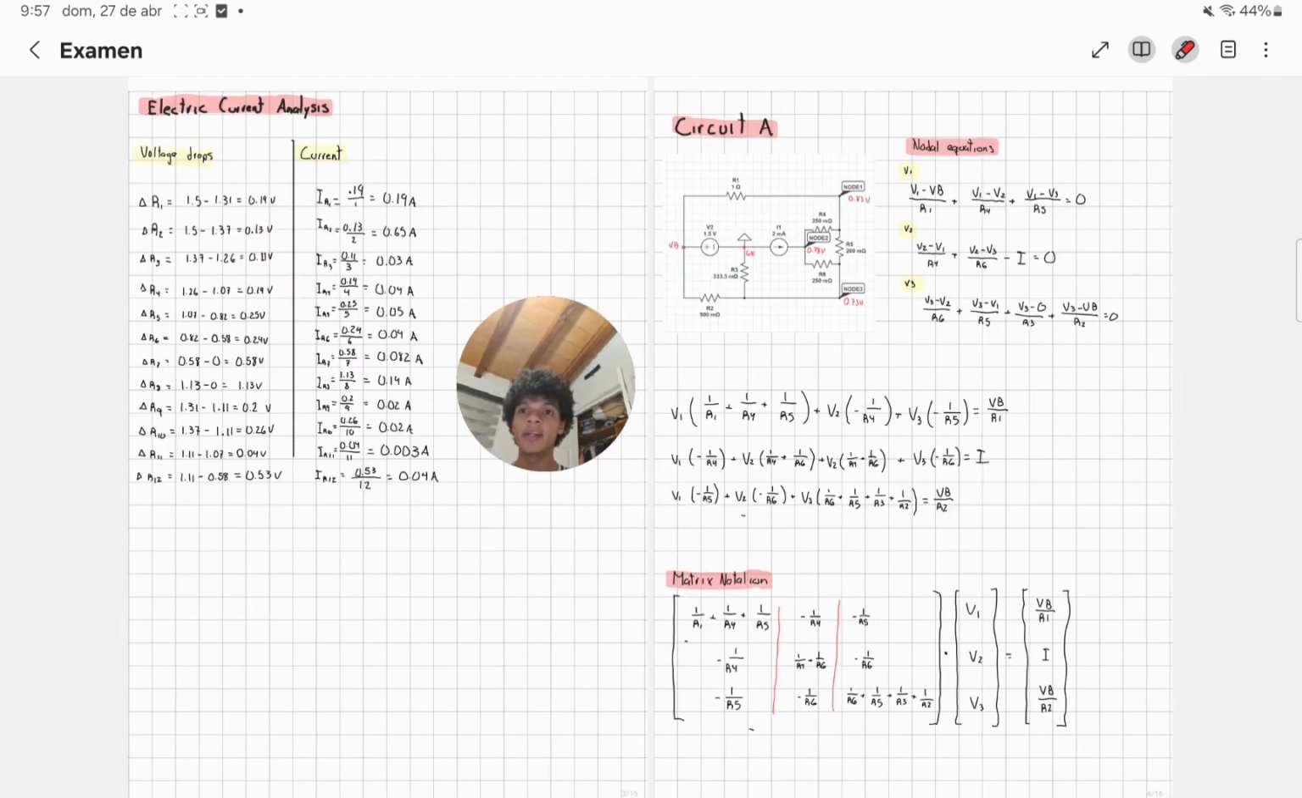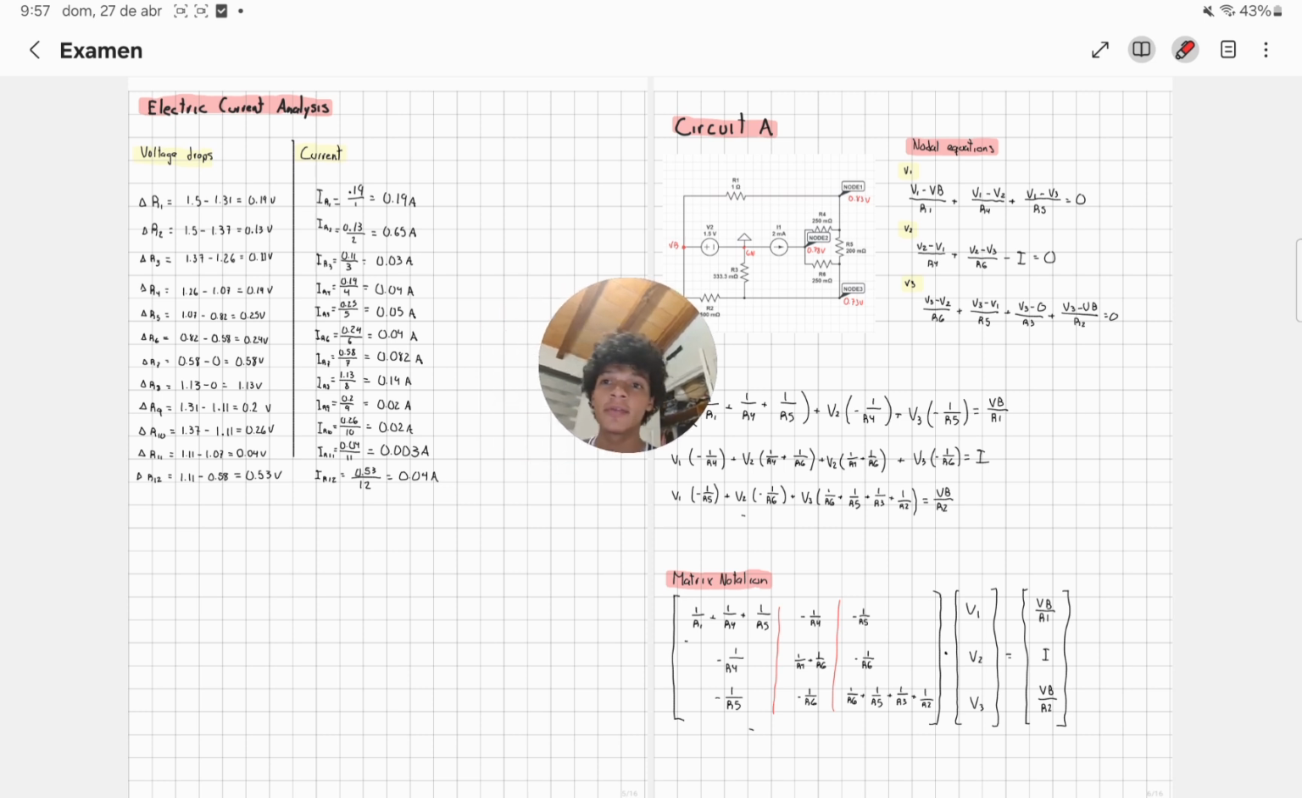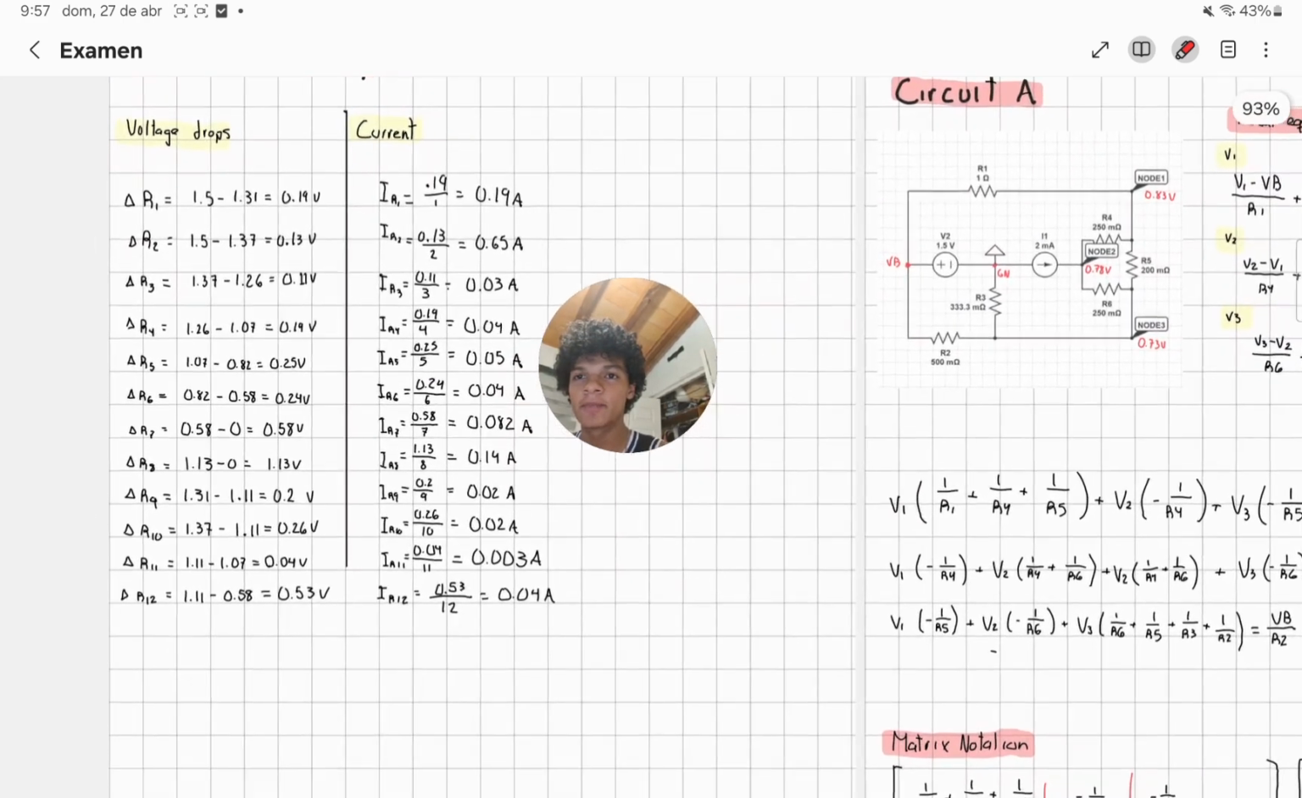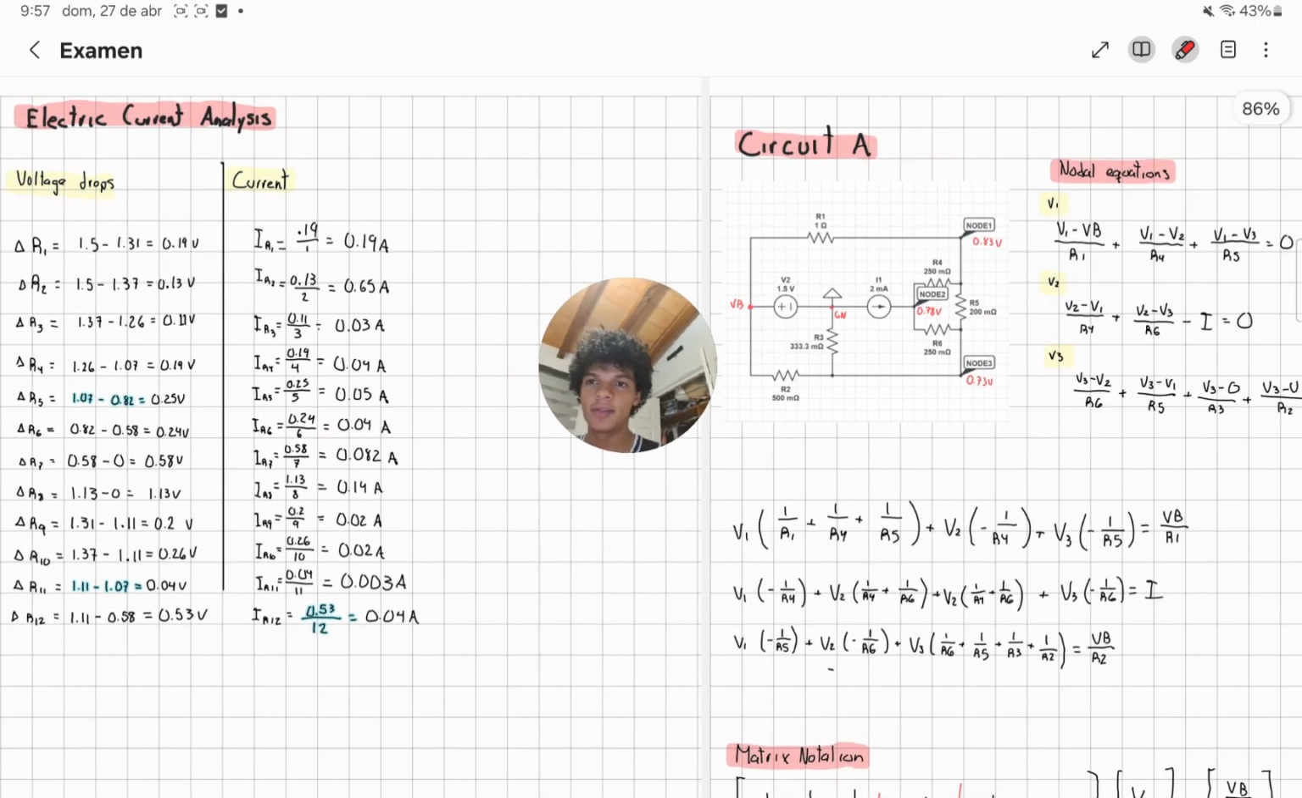Now, in this part of the analysis, we want to find the electric current going across, first of all, the voltage drops going across each resistor, as we can see here. So we do the more voltage minus the less voltage, and they are all the way over here of each resistor from 1 to the 12th resistor.